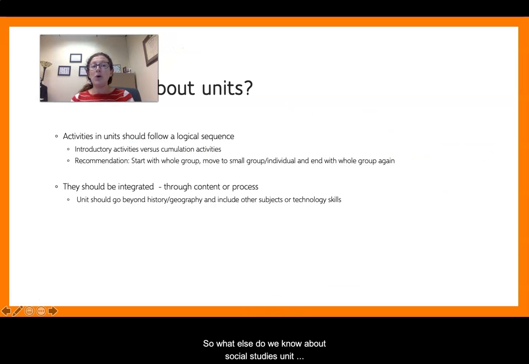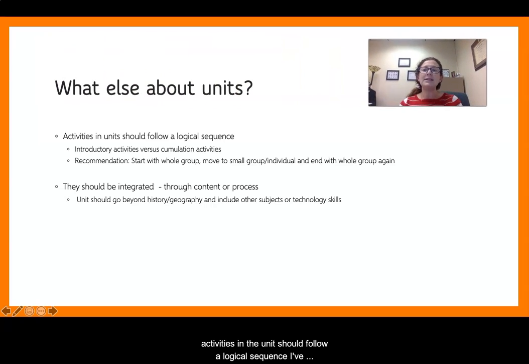So what else should we know about social studies units? Activities and units should follow a logical sequence. I've said this a couple times now. You'll have introductory activities versus a cumulative activity or capstone at the end of the unit. My personal recommendation is start with a whole group, then start working towards smaller groups, and then maybe individuals, and then individuals can present to the whole group at the end of that lesson or unit.